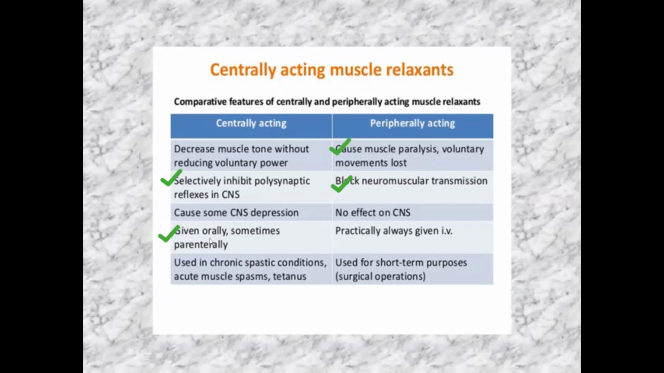And this is also important. Centrally acting muscle relaxant can be taken orally or parenterally, but peripheral skeletal muscle relaxant is practically always given IV. Okay, and these are the uses. This peripherally acting muscle relaxant is used for surgical operations, short-term surgical operations.